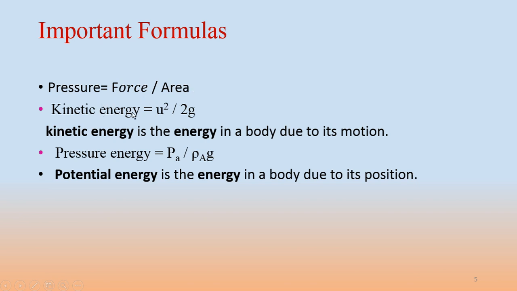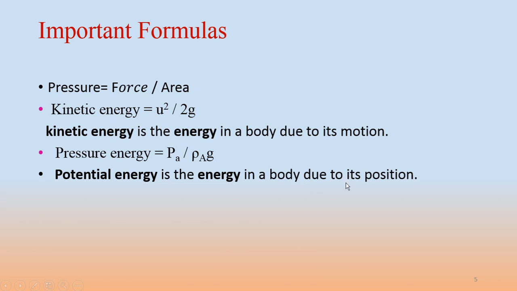Then kinetic energy. The kinetic energy term we already studied, and it is the energy in a body that occurs due to its motion, and it is given as U square divided by 2g. Then pressure energy is given by a term related to pressure, density and acceleration due to gravity. Then potential energy is nothing but the energy in a body due to its position.